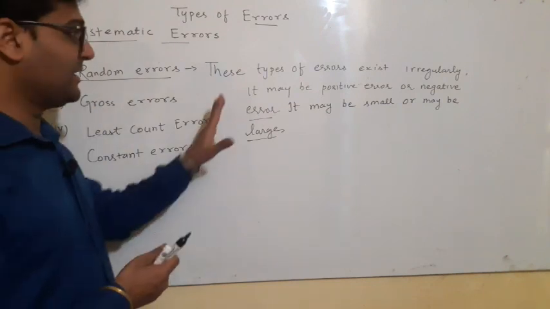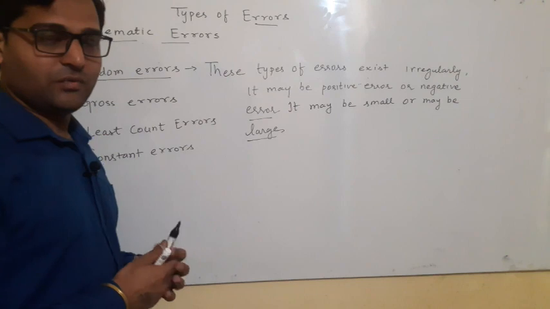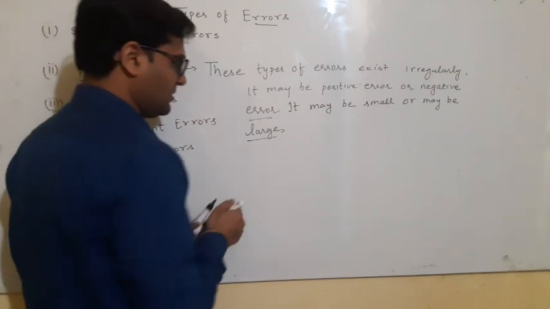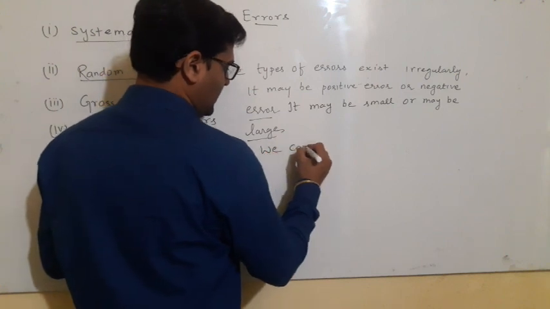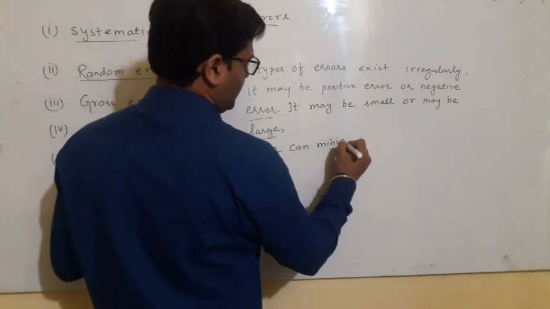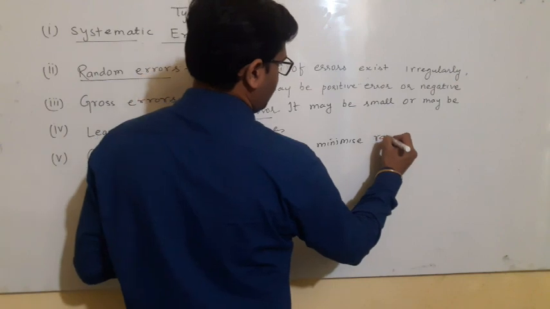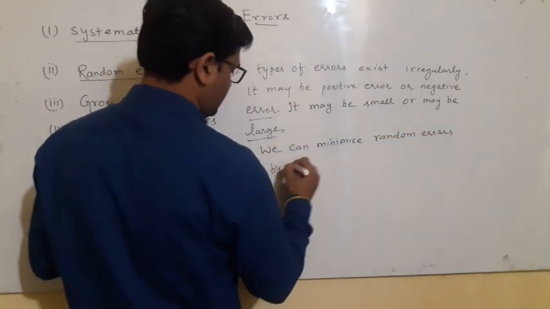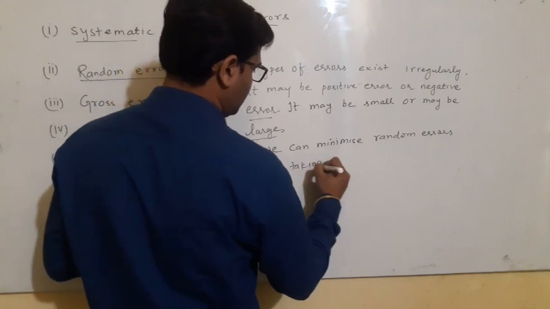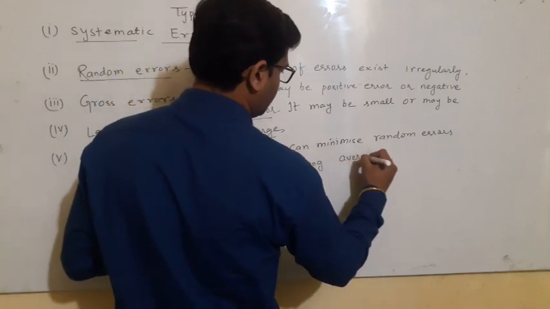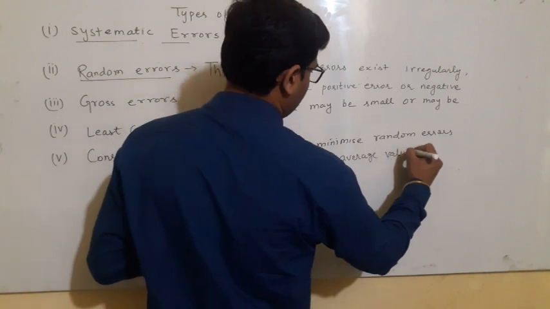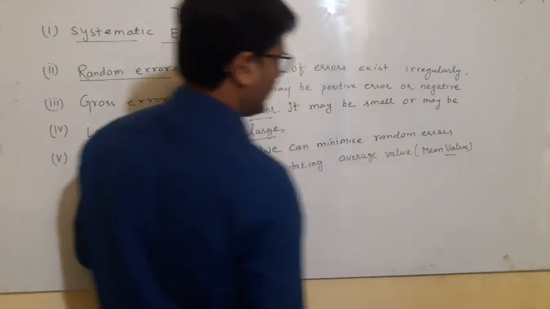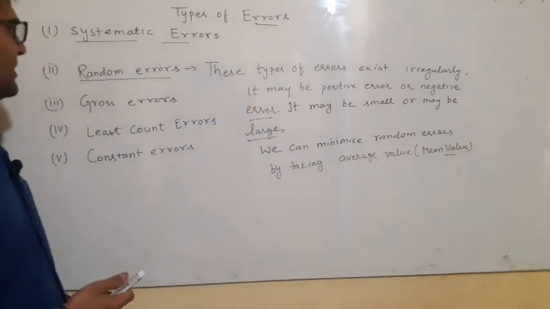We cannot eliminate this type of error, but we can minimize. We can minimize random errors by taking the average value or mean value. Fine. So this was about the random error.